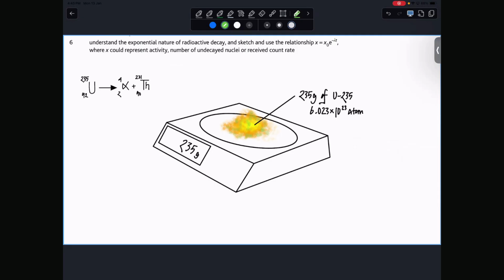Also spontaneous. Spontaneous মানে হচ্ছে I can't really do anything to make it happen faster, but I can't influence it. So আমি টেম্পারেচার বাড়াই দিলে হবে না, প্রেসার বাড়াই দিলে হবে না, লাইট দিলে হবে না, ক্যাটালিস্ট দিলে হবে না. It is just completely out of our control. That is what radioactive decay is. There's nothing you can do about it. It will only happen on its own.